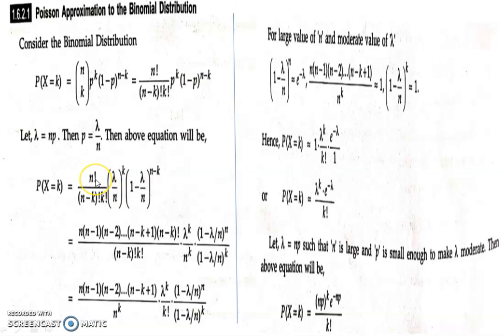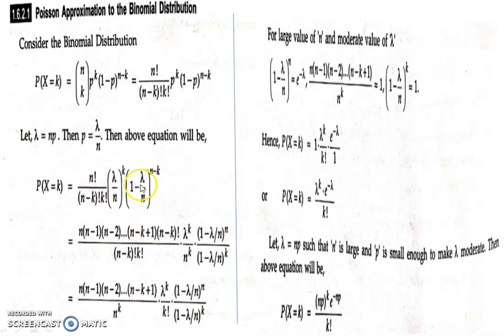So we know that, for example, 4 factorial is 4 into 3 into 2 into 1. Similarly, in general n factorial can be written as n into (n minus 1) into (n minus 2) and so on, up to (n minus k plus 1) into (n minus k) factorial. This n factorial can be written as the expansion here, into lambda power k divided by n power k, and the denominator terms as written here.